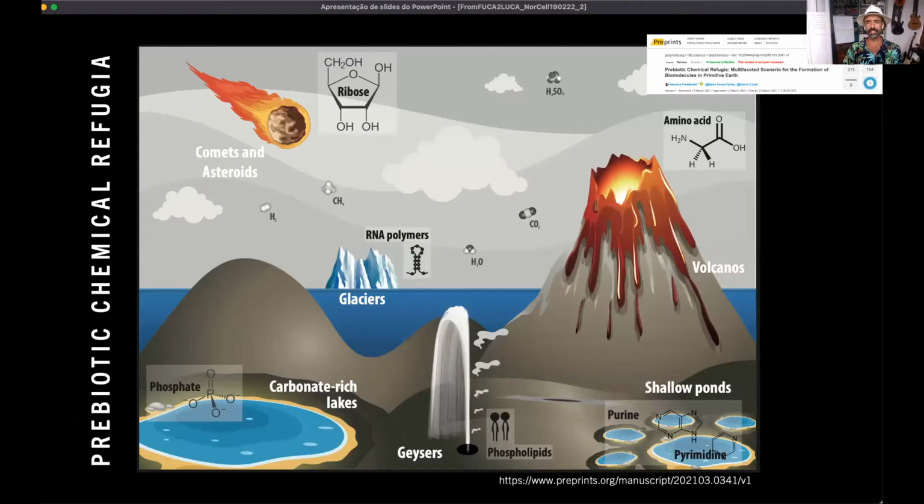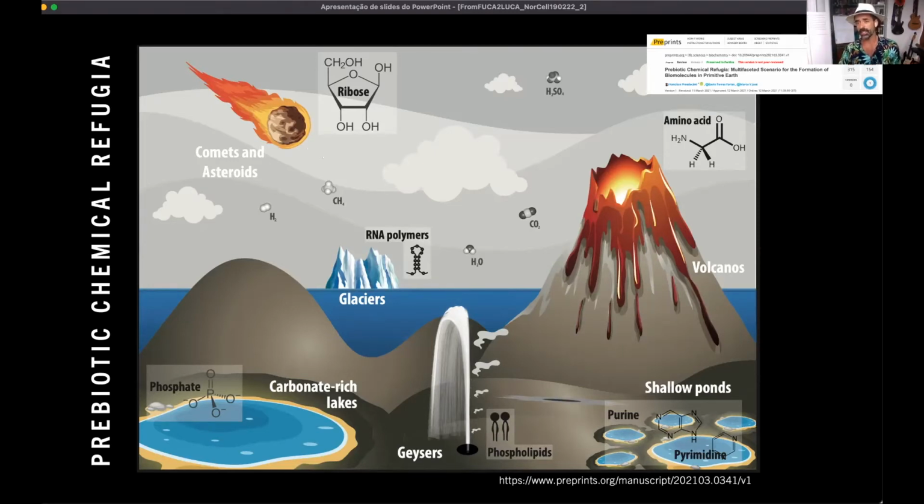Regarding prebiotic chemistry, we have been talking about it in this conference until now. We have this preprint, which has now been 700 days under review, in which we review all these ideas about where each molecule necessary for the origin of life could arise. The ribose could come from comets and asteroids. The RNA polymers could be found in glaciers. The amino acids in volcanoes and many other places. The phospholipids could arise in geysers. So we reviewed all these ideas, and we call them the prebiotic chemical refugia.